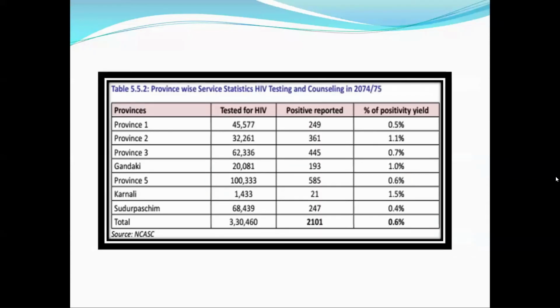This is the province-wise service statistics, HIV testing and counseling in 2074-75. The total positive reported case was 2,101. This is the reported case only. The positivity rate is 0.6%.